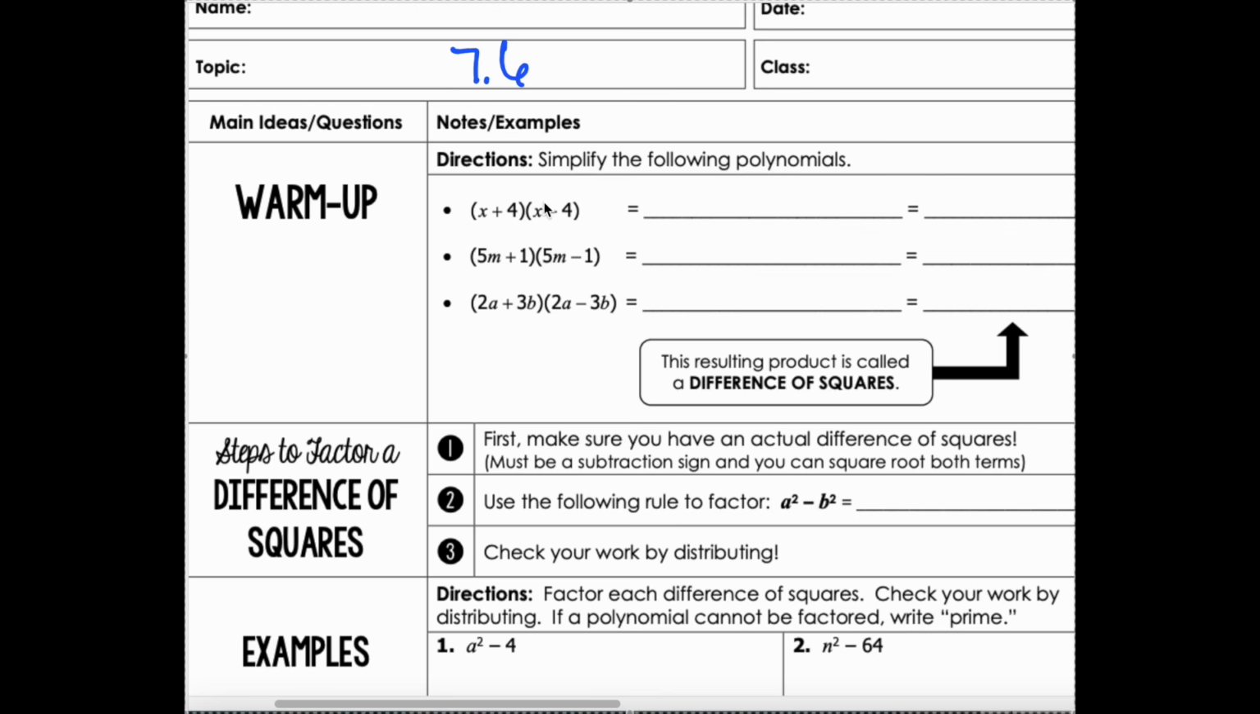Okay, so difference of squares, basically what it is when you distribute using the FOIL method, our first, our outer, our inner, our last, is that the two middle terms end up canceling each other. So let's take a look.